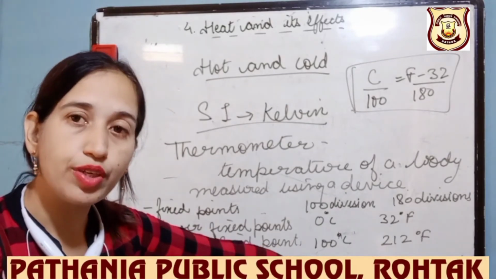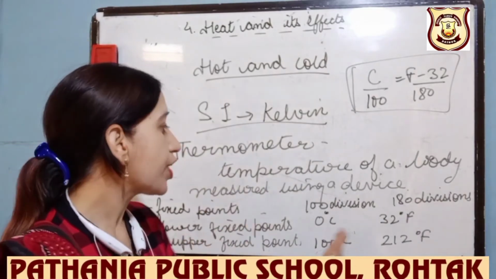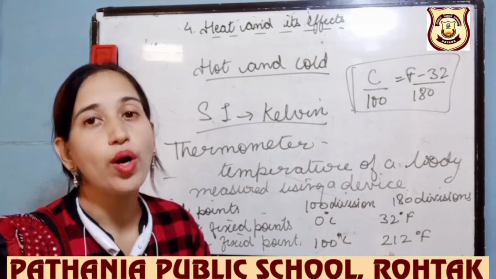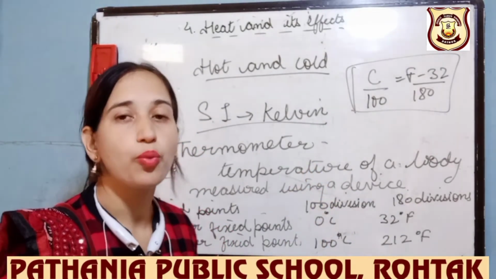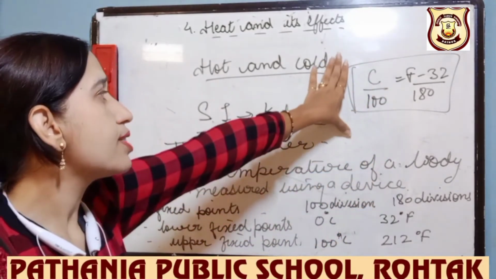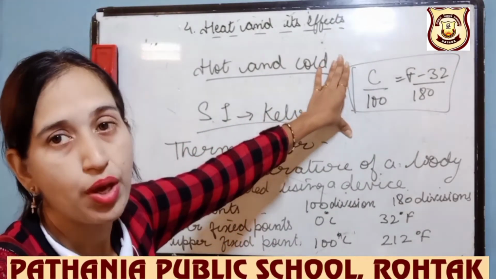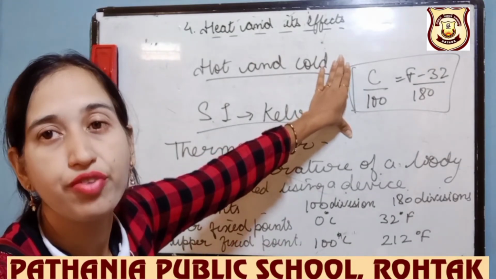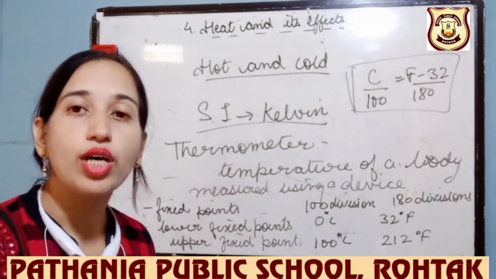Now Fahrenheit we will talk. It is having 180 divisions, I'll tell you. Lower fixed point 32 degrees Fahrenheit and upper fixed point 212 degrees Fahrenheit it is there. So it's having 180 divisions. A numerical is also there in your book regarding this. The formula is C upon 100 is equal to F minus 32 upon 180. When the values are given, you can put these values in this and you can take out the numerical very easily.